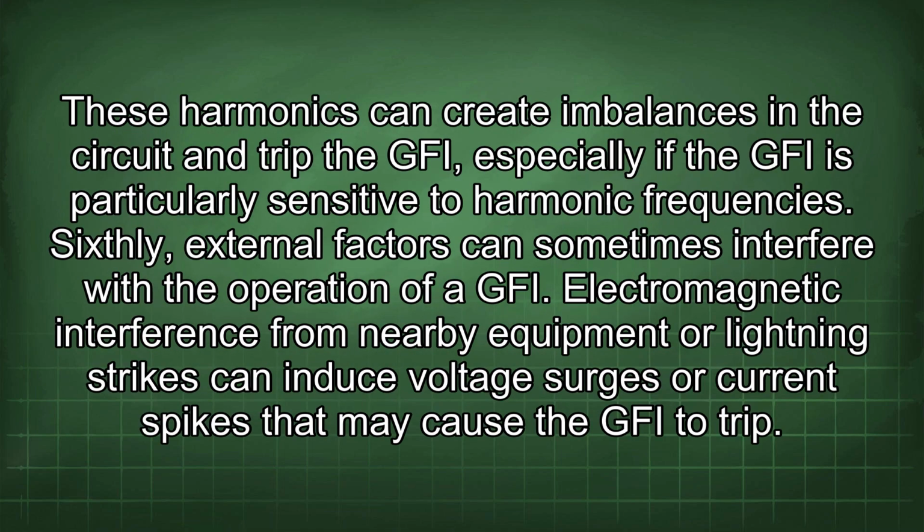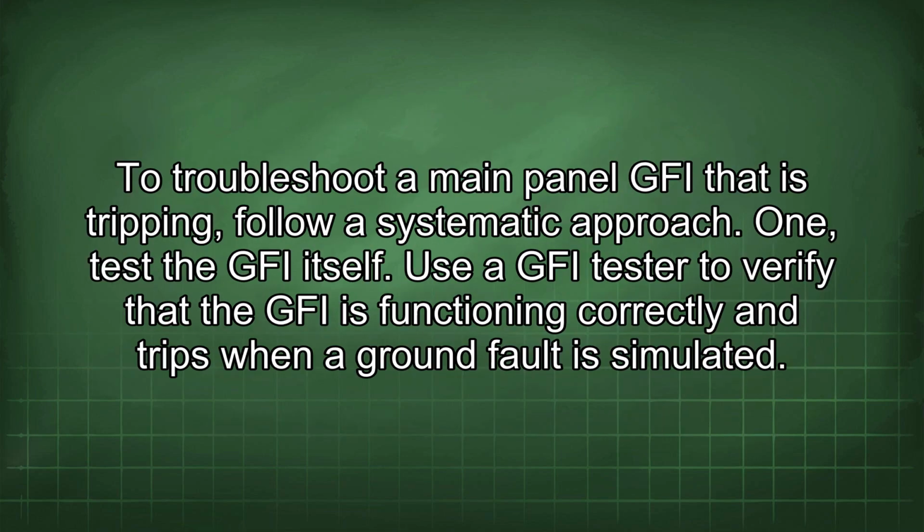These harmonics can create imbalances in the circuit and trip the GFI, especially if the GFI is particularly sensitive to harmonic frequencies. Sixthly, external factors can sometimes interfere with the operation of a GFI. Electromagnetic interference from nearby equipment or lightning strikes can induce voltage surges or current spikes that may cause the GFI to trip. To troubleshoot a main panel GFI that is tripping, follow a systematic approach.